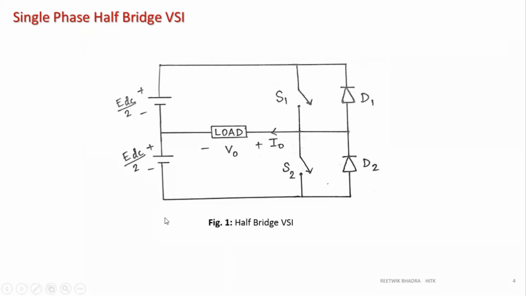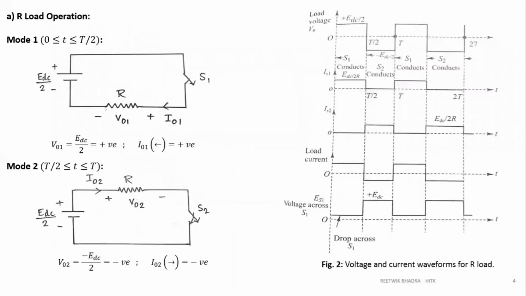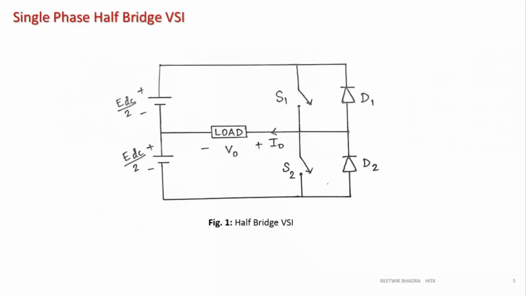Now let us discuss the working of a half bridge VSI. We have different types of load, R and RL. We'll study according to this what our output voltage will be and generate some formulas. Now, we'll go to this slide.